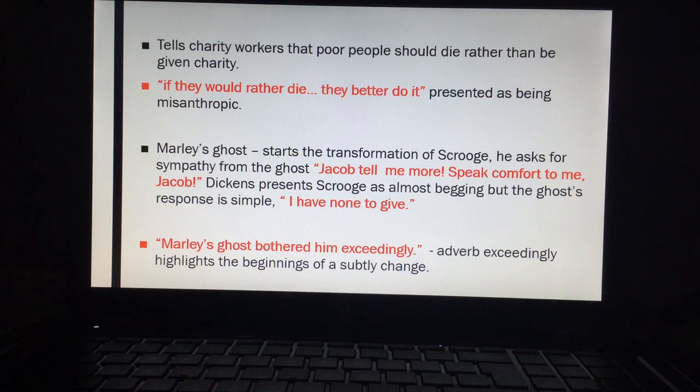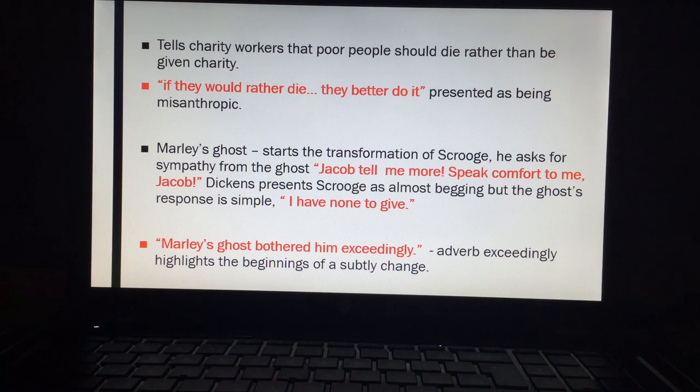As I said, he tells the charity workers that poor people should die. Now, that is a huge line in terms of a critique of society, and it absolutely emphasises the gap between the rich and the poor, doesn't it? If they would rather die, they better do it. I've put your ellipsis there just to shorten the quotation. Scrooge is now being presented as being misanthropic, disliking other people, disliking society, being antisocial, almost reclusive. Okay? And as I said earlier, he also says that there's prisons and workhouses for the poor, as though poor people should be mistreated in that way.